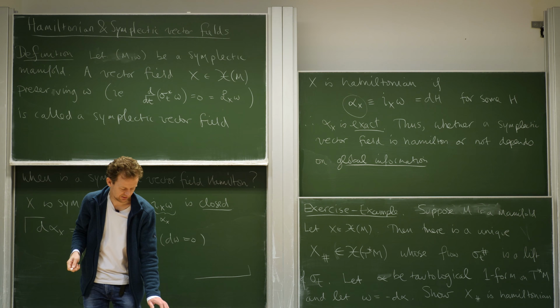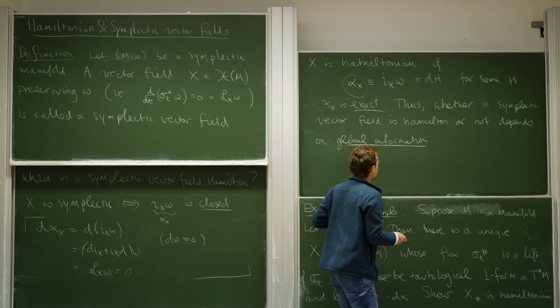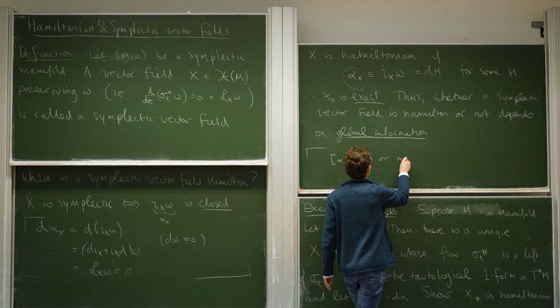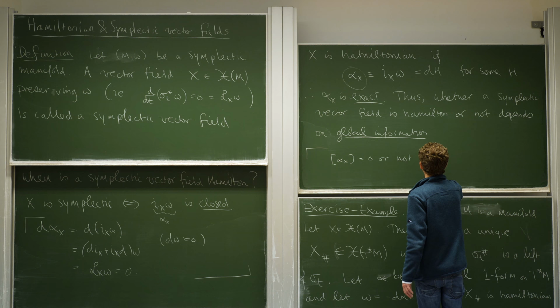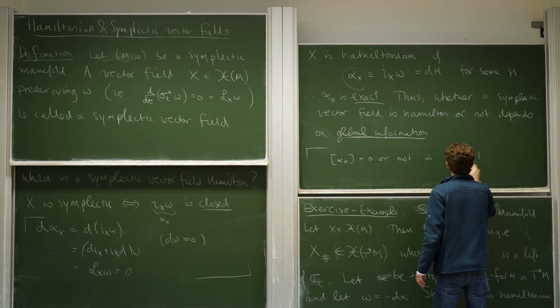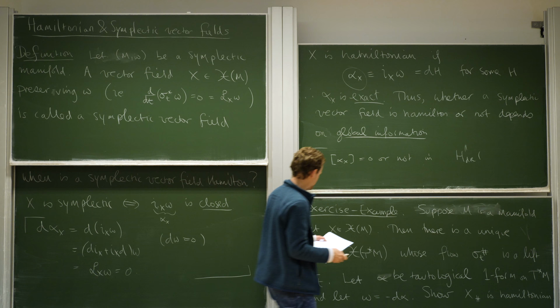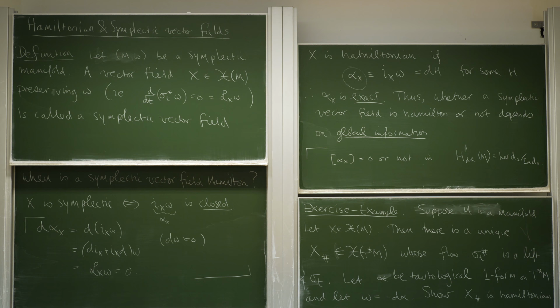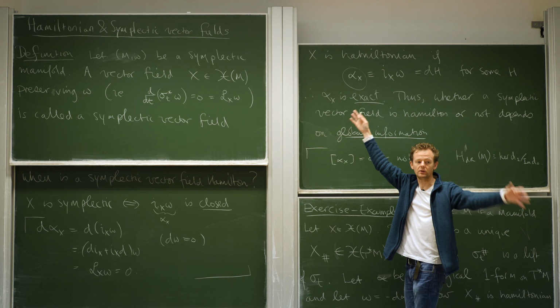Now, we're not going to discuss cohomology in this course, but if you're familiar with de Rham cohomology groups, then it's equivalent to asking if the equivalence class of this one form is trivial or not in the de Rham cohomology group. And the answer to this question depends on the global topology of the manifold that you have, like whether it has got holes in it or not.